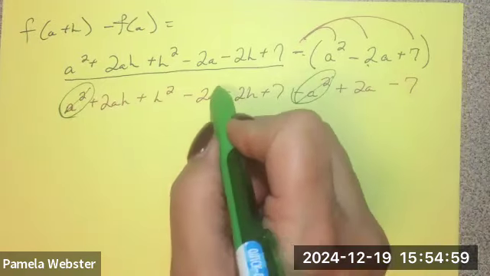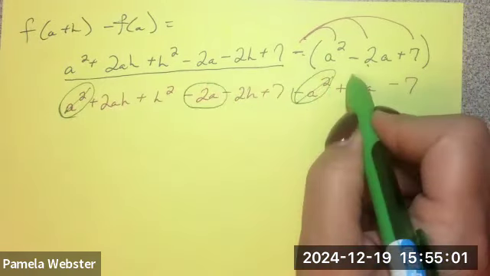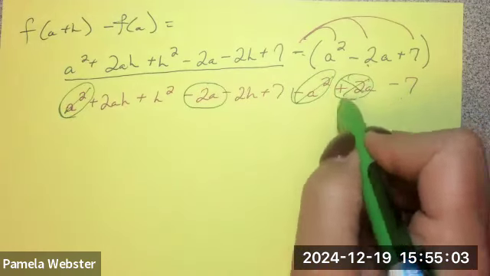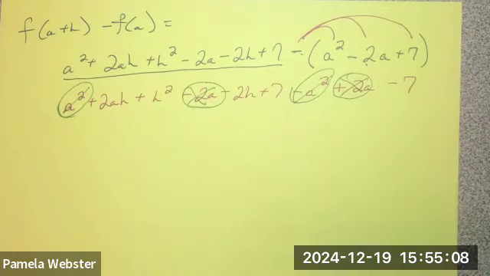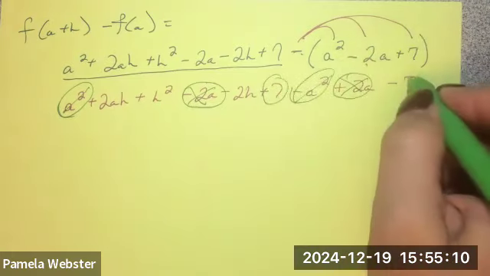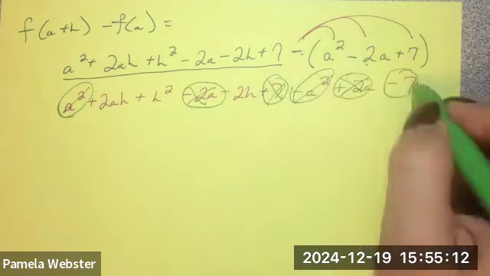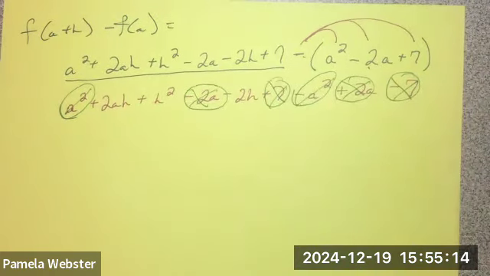I've got a negative 2a and a positive 2a. Those are going to go away. Negative 2a plus 2a is 0. And I've got a positive 7 and a negative 7. And 7 minus 7 is 0.